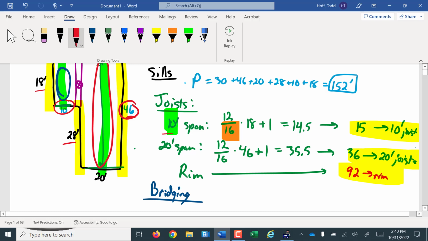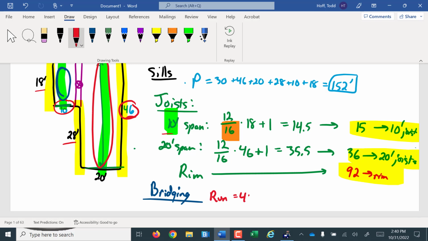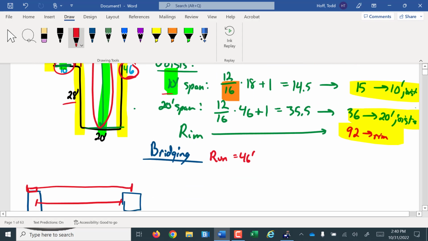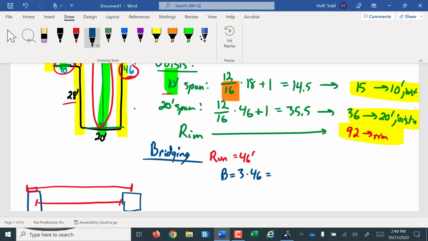The run is 46 feet. So the amount of bridging is 3 times the run. So 3 times 46 is going to give us 138 feet of bridging material. Typically, that will be a 1x3 or 1x4 bridging material or some sort of metal bridging.